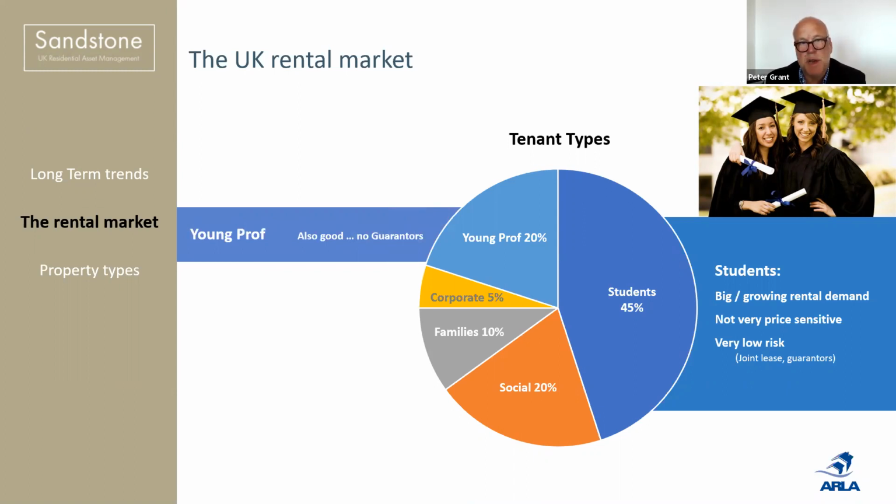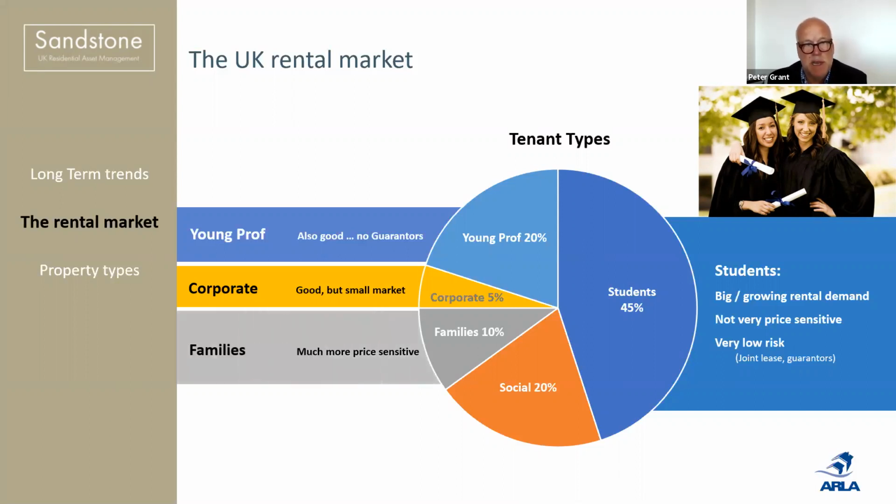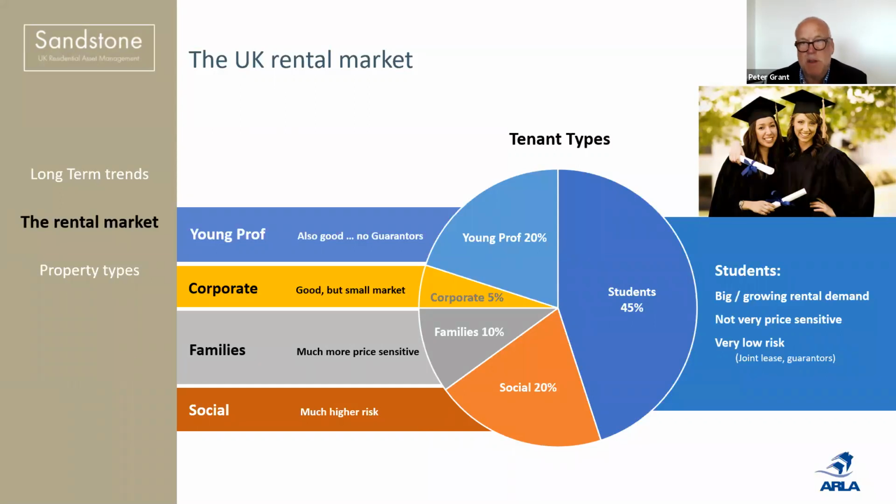Young professionals are also a great market. Obviously, students graduate and perhaps don't immediately go out and buy a property themselves. They carry on living together. And so that's a really good market, but obviously there's no guarantors there. And then there's the corporate market. That's a great market, but a small market. Tends to make a lot of headlines. We get less involved with families because they're much more price sensitive. And so that is one that is less of a feature with us, as is social housing, for reasons of going up the risk curve, if you like. And so we tend to focus on students and young professionals.